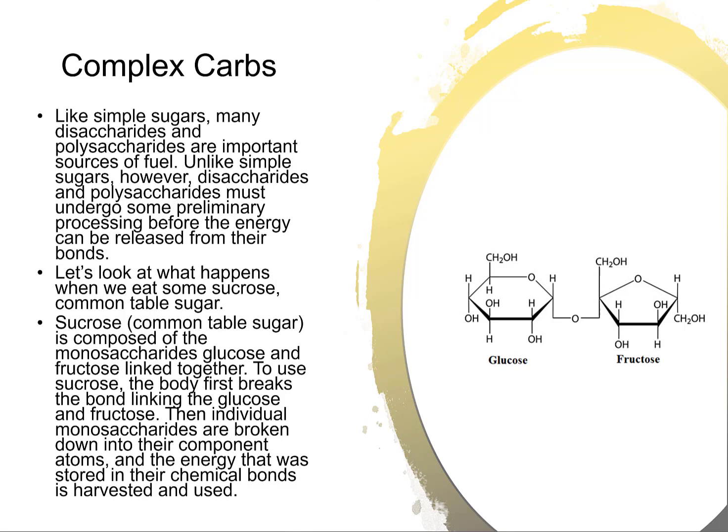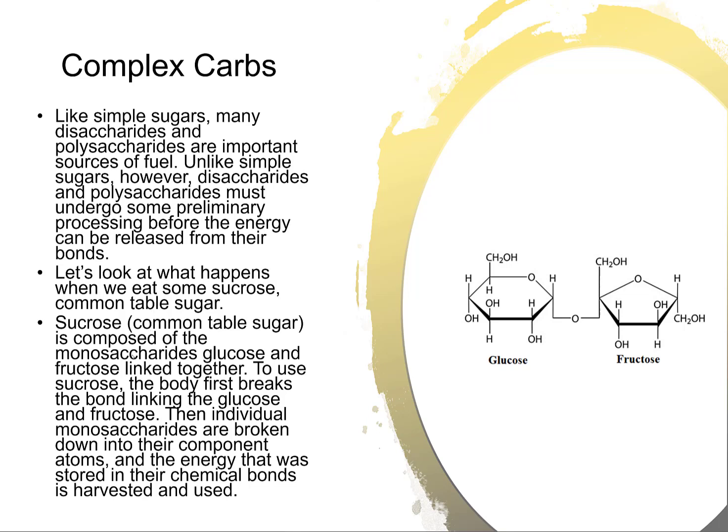So complex carbs, simple sugars, many disaccharides, polysaccharides, where di means two and poly means multiple, are important sources of fuel for our cells. Unlike simple sugars, disaccharides and polysaccharides must undergo some processing. So that delays a little bit. Although the energy is stored, we can get to it. It just takes a little bit of time to get there.